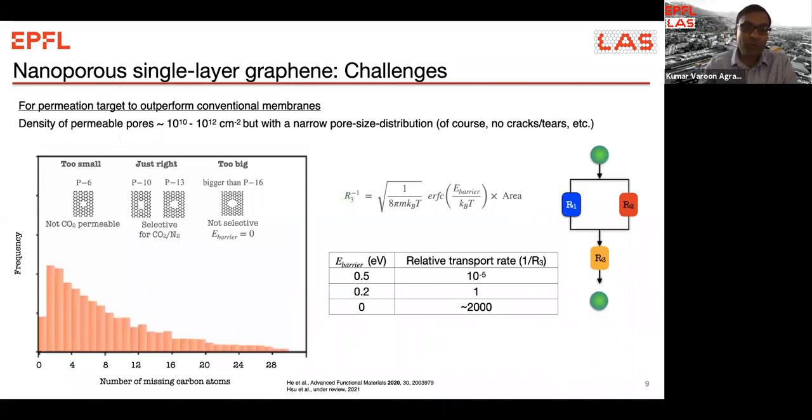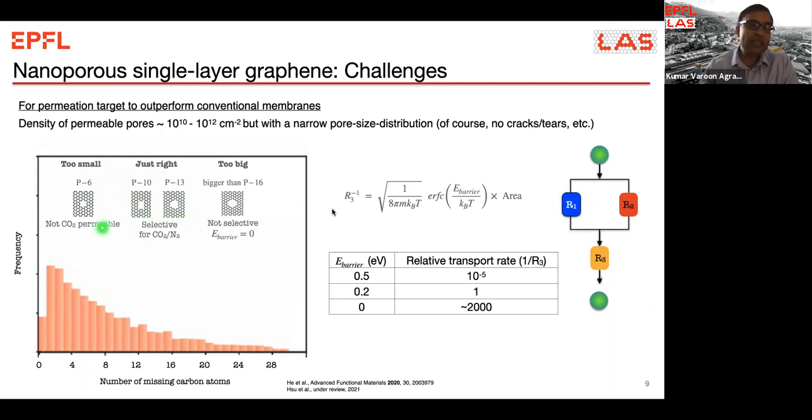Typically, when you try to create a pore in graphene, you do end up with a pore size distribution. So for example, what I show you is a simulated pore size distribution, and what you're reading in this histogram is the number of missing carbon atoms, which represent the pores, right? So let's take the case of CO2 nitrogen separation. If you simulate the passage of these molecules through these pores, when I say P6, P6 means a pore that is made by removing 6 carbon atoms, so somewhere from here. P10 and P13 are made by removing 10 and 13 carbon atoms.